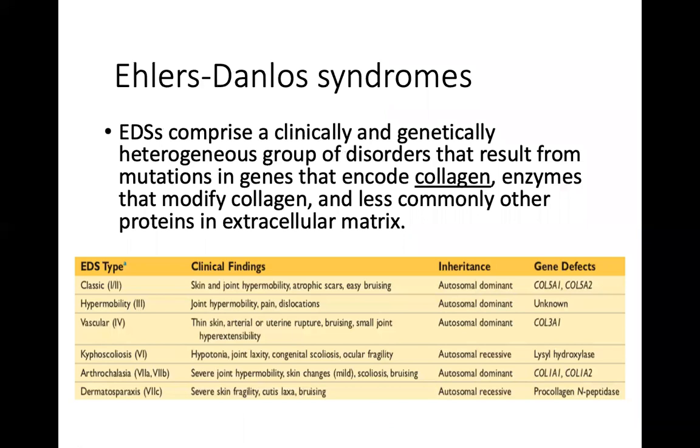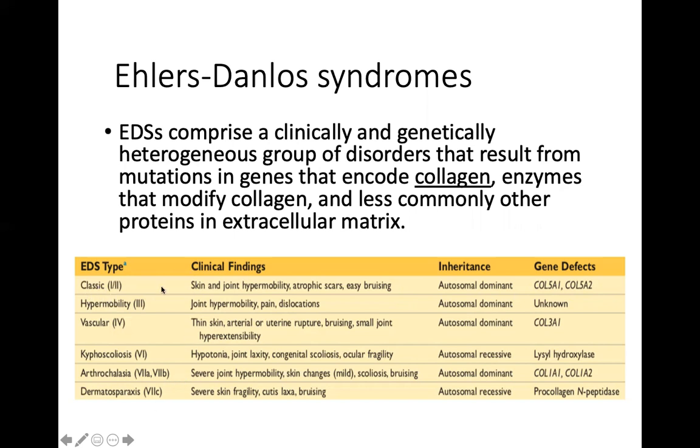Next is your Ehlers-Danlos syndrome. EDS comprises a clinically and genetically heterogeneous group of disorders that result from mutations in genes that either encode for collagen, ito yung main, no? Okay, remember collagen, your supporting protein sa connective tissue natin, all right? And also enzymes that modify the collagen and, less commonly, other proteins in the extracellular matrix.